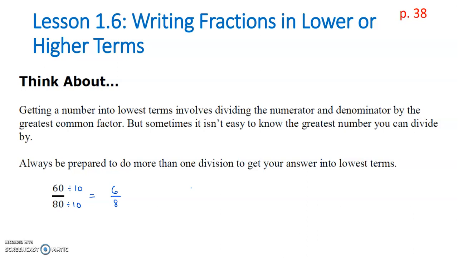But that's not in lowest terms yet, so I have to be prepared to divide again. So I'm going to divide by 2 and divide by 2. And that's going to give me a fraction 3 over 4, 3/4. The greatest common factor of 60 and 80 is 20, but that's not always going to pop in my mind. So as I said, if you divide once, twice, 3 times, 4 times, in the end it doesn't matter as long as you reach your goal of the fraction in lowest terms.